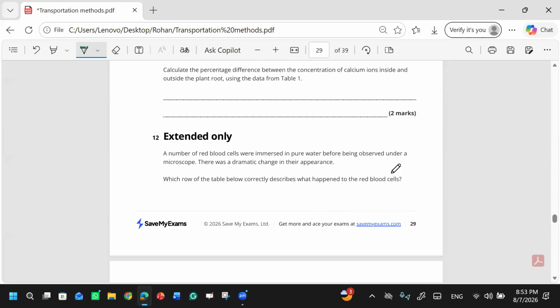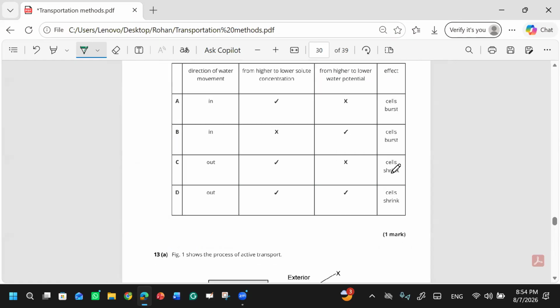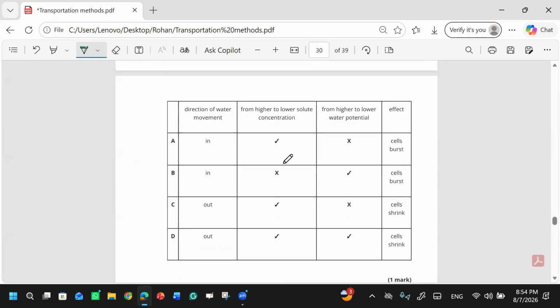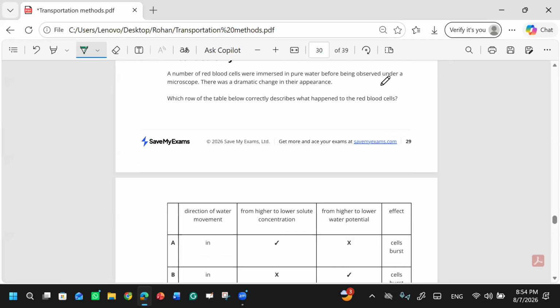A number of red blood cells were immersed in pure water before being observed under a microscope. There was a dramatic change in their appearance. Which row of the table below correctly describes what happened to the red blood cells? They were immersed in pure water before being observed.